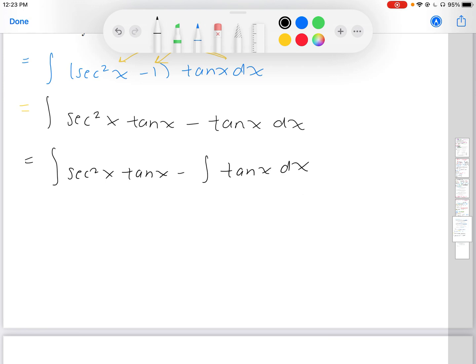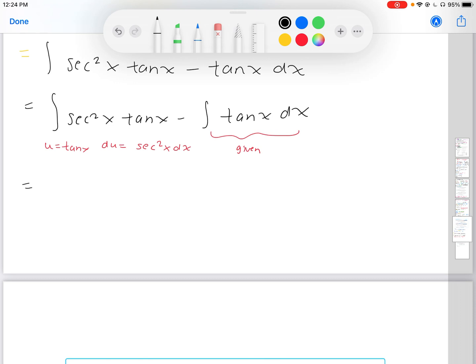Now we know the integral of tangent, and we know that the derivative of tangent is secant squared. So we can use u sub for our first part. If we let u equal tangent of x, du equals secant squared of x dx. And this one we can just integrate by our formula. We were told what our integral is. It's given.